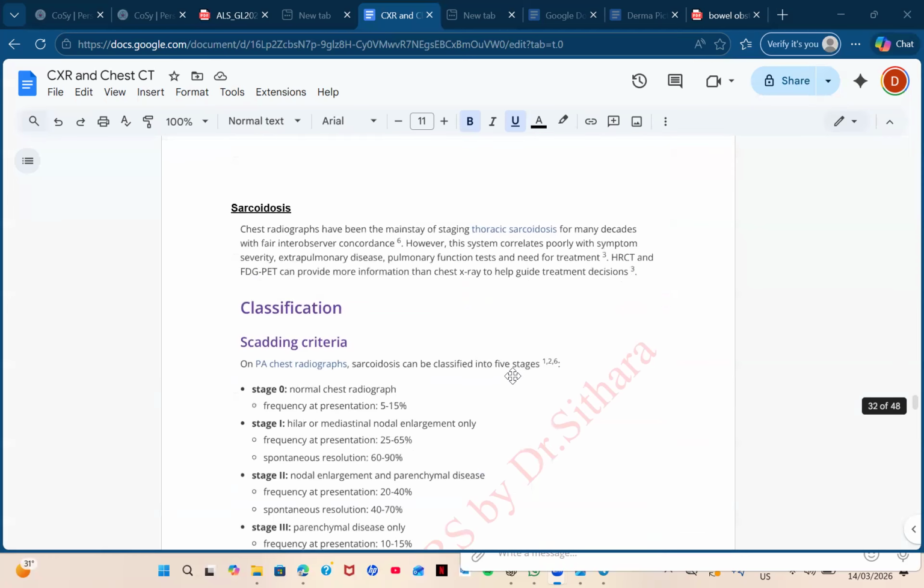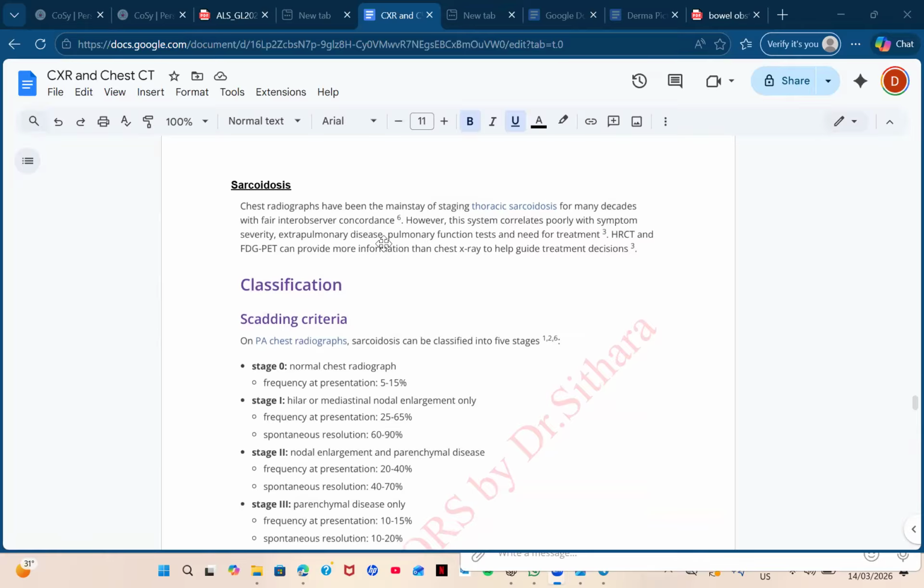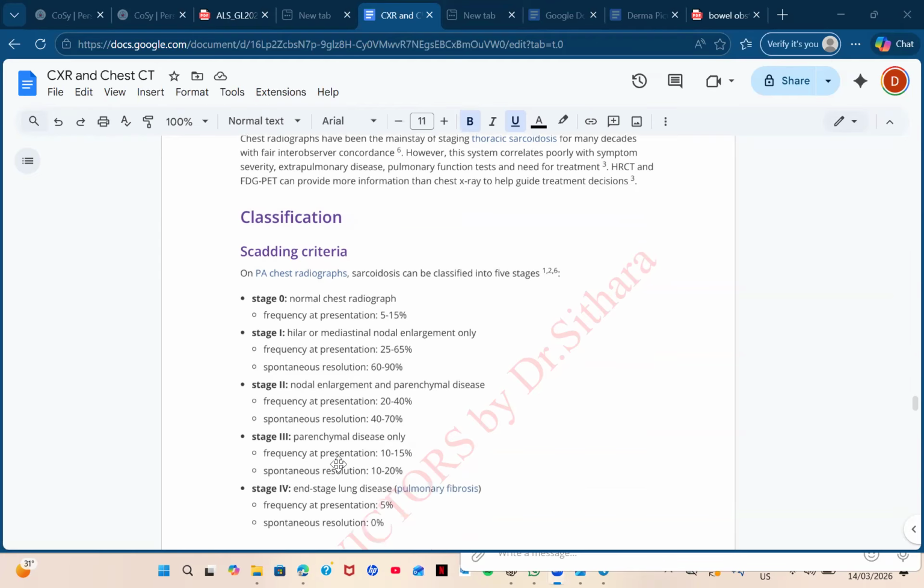So now tell me what we can see in a sarcoidosis chest X-ray. Sarcoidosis chest X-ray, what can you see, doctors? Bilateral hilar lymphadenopathy, right? Chest radiographs have been the mainstay of staging thoracic sarcoidosis for many decades with fair intra-observer concordance. However, the sarcoidosis chest X-ray also shows different stages, right?